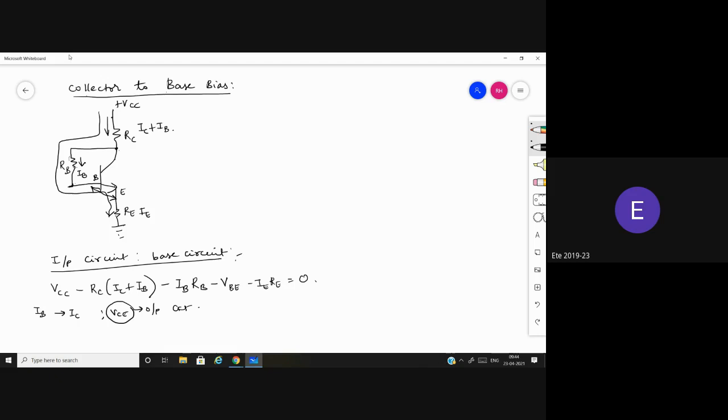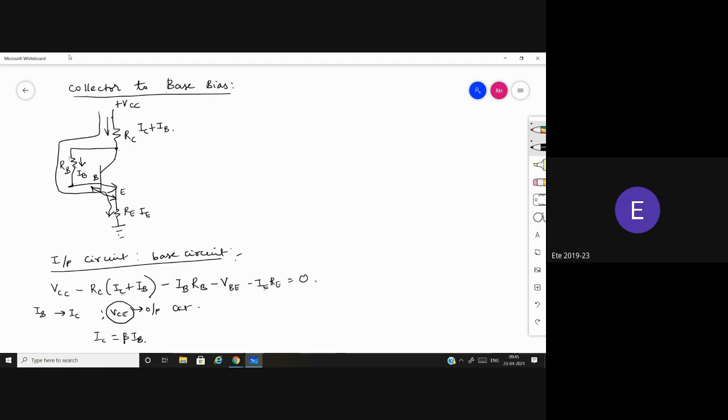By considering this equation, we need to convert the current parameters, whatever currents we have, into the base current. We are having IC here and IE here, and we need to convert them into IB. We have a formula for IC in the form of IB, that is IC is equal to beta times IB.